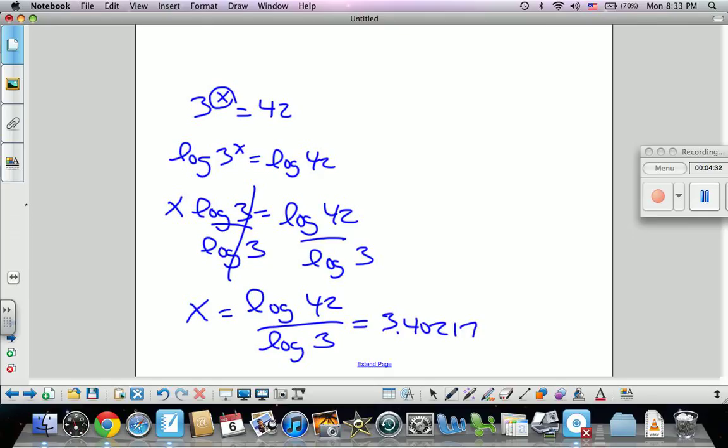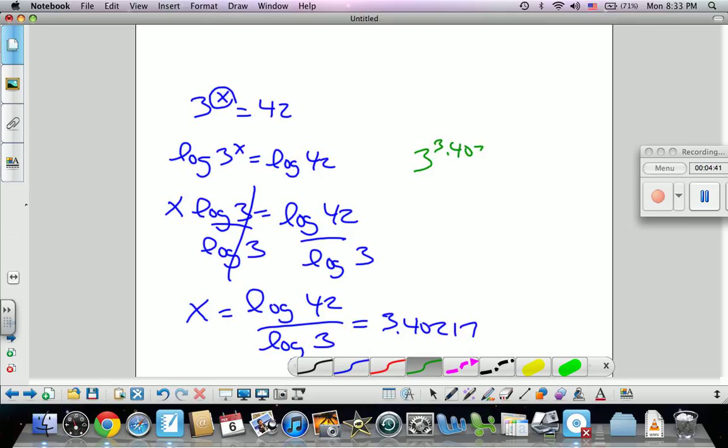To check that, we can take 3 to the power of 3.40217. This is not an exact value, but we'll get pretty darn close. If we store this value on the calculator and put that in, we'll get the exact value back of 42. And you want to common sense check that, right? 3 cubed is 27 and 3 to the 4th equals 81, and 42 is right in between those, and that's why we get that value.